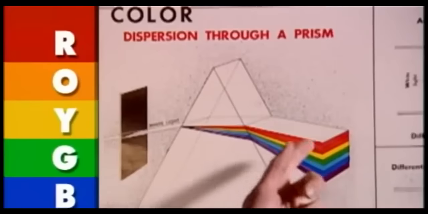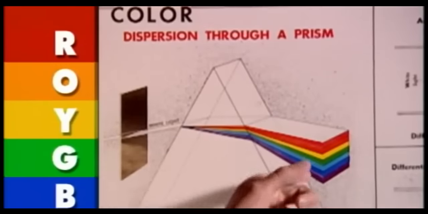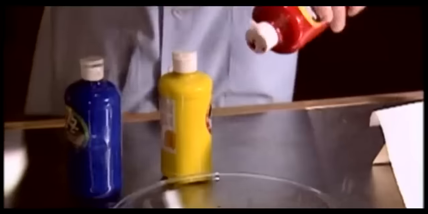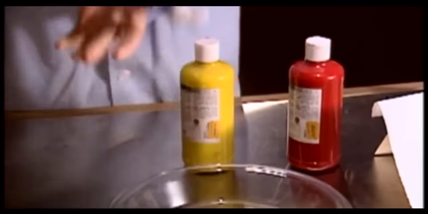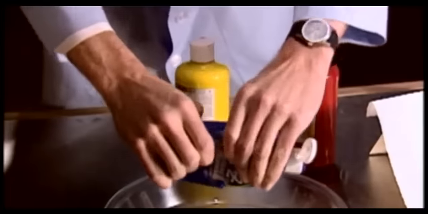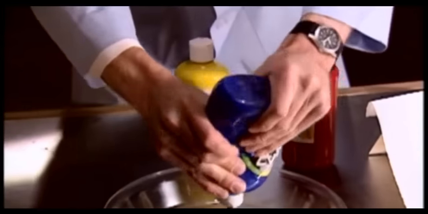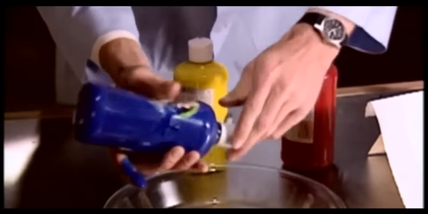Now, when we mix the colors of light, red, orange, yellow, green, blue, indigo, and violet, we get white light. But when we mix different colors of paint, it doesn't work that way. Red, yellow, and blue. The bottle's giving up. And blue. Okay.